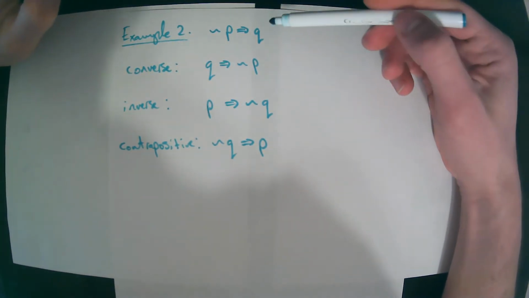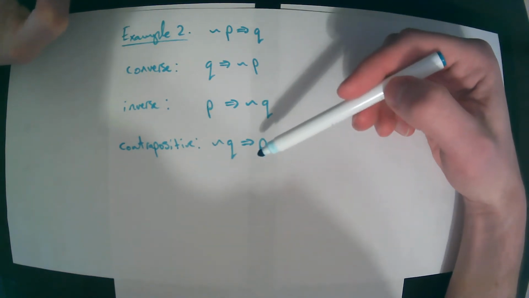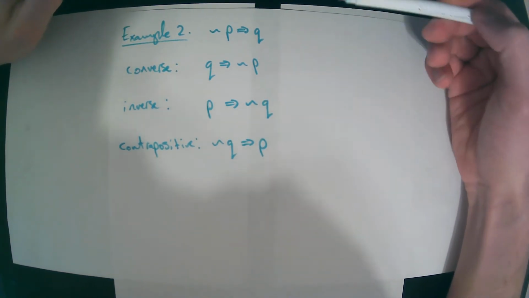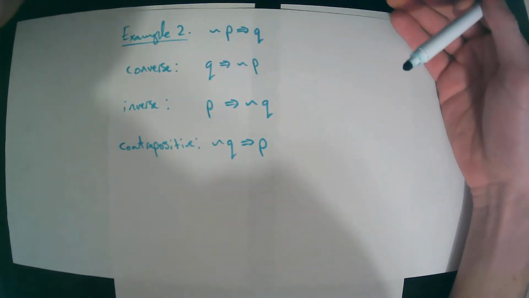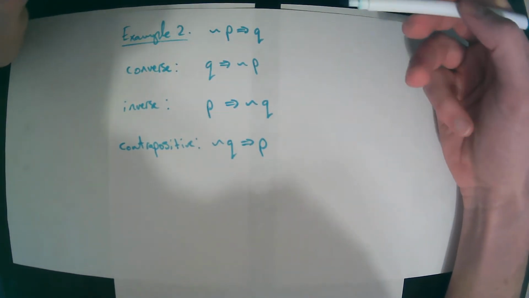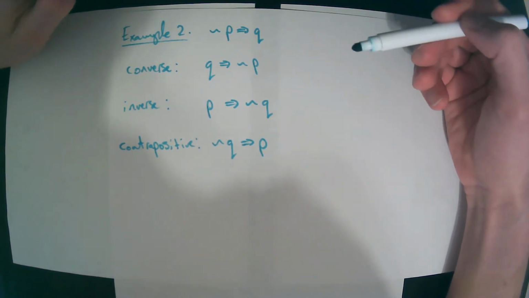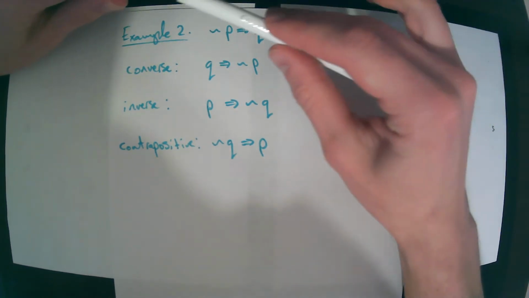So if I give you a statement and straight up ask for the contrapositive, you might find it useful to do one of these first, to do it in steps, especially if it's complicated and maybe there's lots of negations.